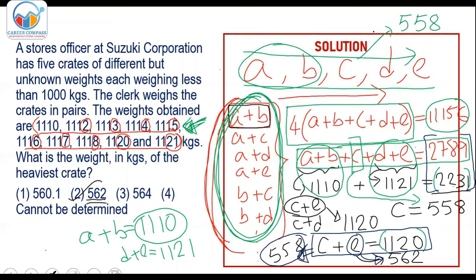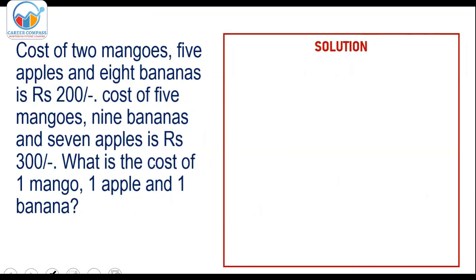Okay, Tomonash is asking, how do you come to know that C plus E will be the second heaviest pair? So Tomonash, there are two possibilities. One is C plus D and the other is C plus E, out of which definitely C plus E is greater than C plus D, right? So that way you can conclude that C plus E will be the second heaviest. All right, guys.